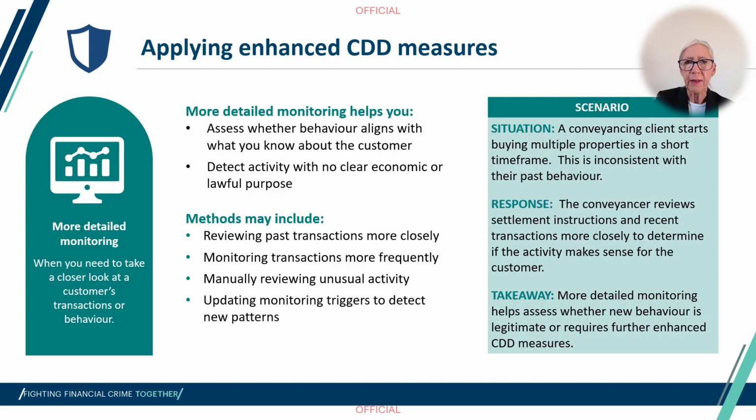A conveyancing business is assisting a client who begins purchasing several residential properties in a short time frame. This is unusual compared with their past behaviour, where they typically bought and sold a single property every few years. The conveyancer starts to look more closely at the client's settlement instructions and subsequent transactions to understand whether this rapid activity is consistent with the customer's circumstances or if further action is required. If questions remain about how the customer is funding their activities, the next enhanced CDD measure may be appropriate.